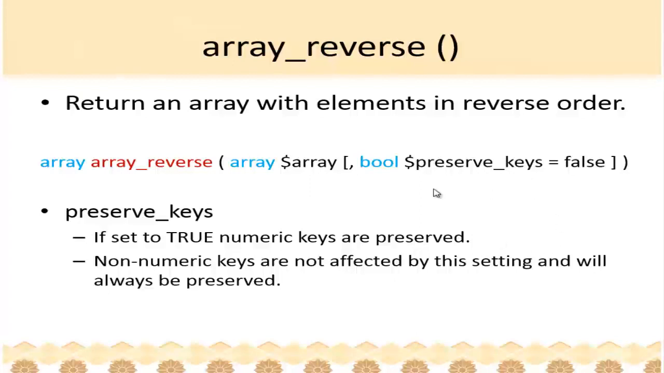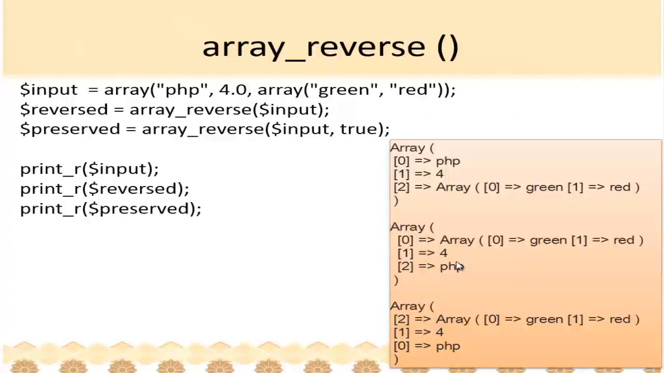However, you must understand this. If it is set to true, numeric keys are preserved, non-numeric keys are not affected by this setting. So it just means to say that if the keys are numeric, it will preserve it. If it is non-numeric, it will not preserve. It will not touch the keys. With a simple example, you can get the idea. What is the meaning of this?